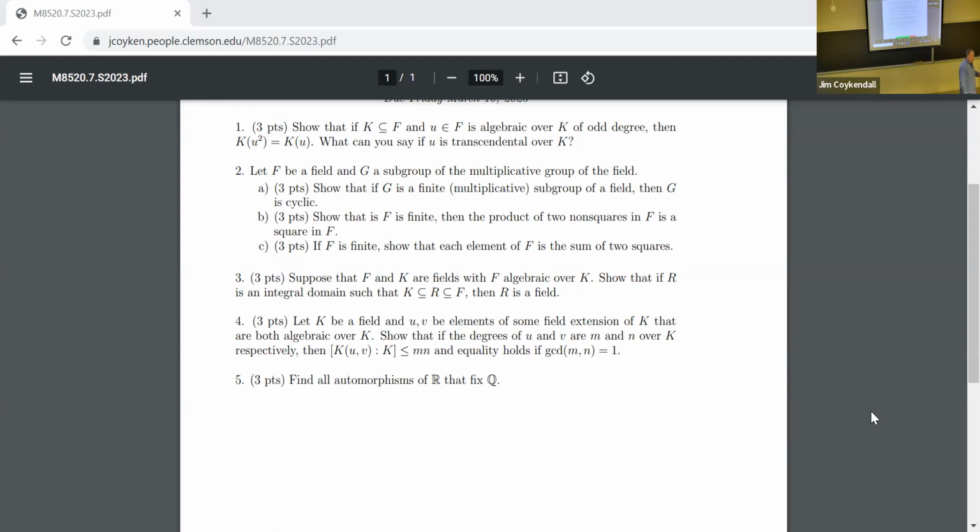And finally, the last one's kind of a fun one. We're going to be looking at groups of automorphisms. That's basically what Galois theory is about. But this is kind of a cool problem. Find all automorphisms of the real numbers that fix the rational numbers. There ain't many of them. This is a cool problem, I think, because you might want to start by showing that any automorphism of the reals that fixes Q is continuous. You never thought you'd hear that word in this class, but there it is. Okay, any questions?